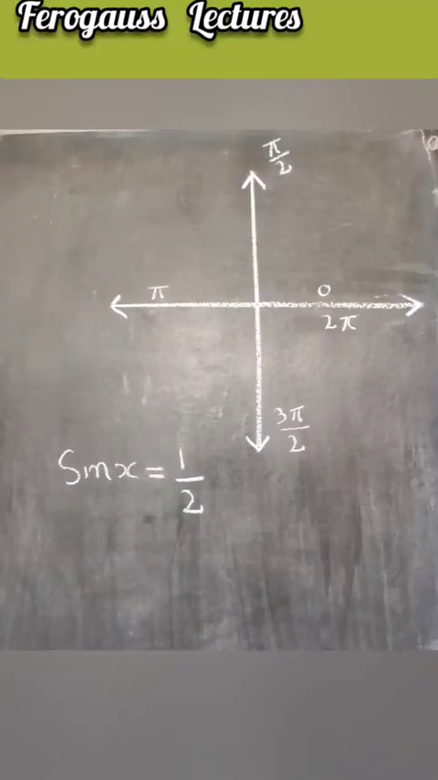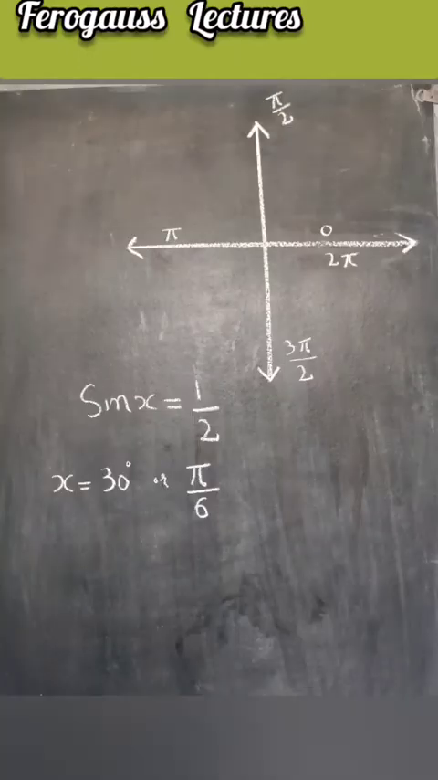Let us consider a trigonometric equation sin x equal to 1 by 2. The values of x which satisfy this equation are called its solutions. We know that when sin x is equal to 1 by 2, then x is equal to 30 degree or pi by 6 radians, because we know that sin 30 is equal to 1 by 2 or sin pi by 6 is equal to 1 by 2. Thus x is equal to pi by 6 is a solution of this trigonometric equation.